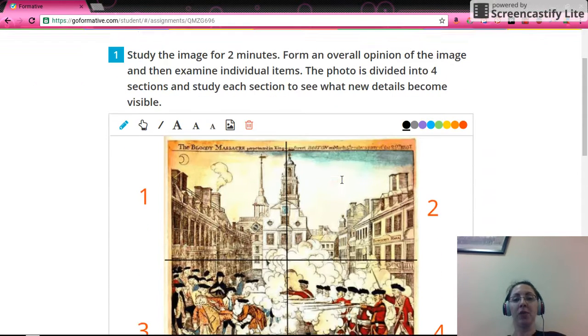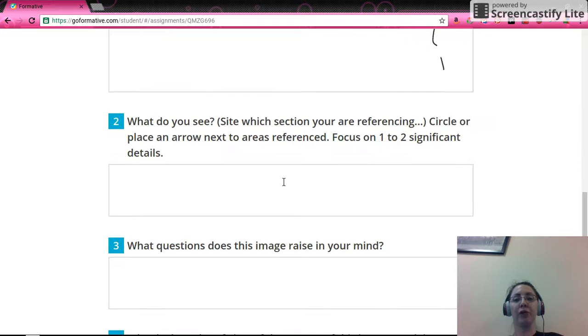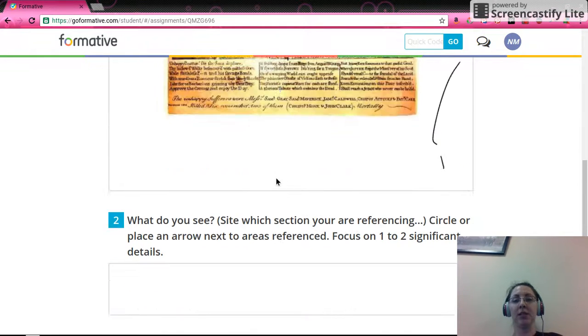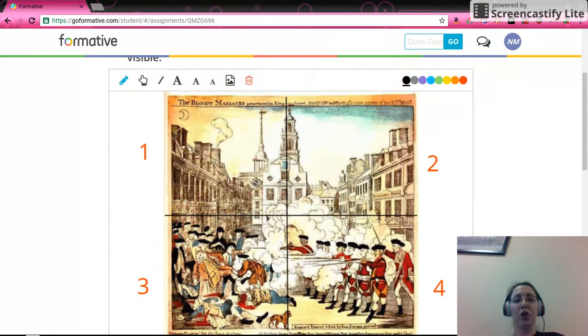On this document, we have provided you areas where you can record your answers. So question 2 is, what do you see? This is where you record it. For time's sake, I will not be typing out my answers. I will just be speaking them. As I identify, I will circle or place an arrow next to the areas I'm referencing. So we're going to start with quadrant or section 1. In section 1, I'm going to focus on the most important 1 or 2 details in each quad.